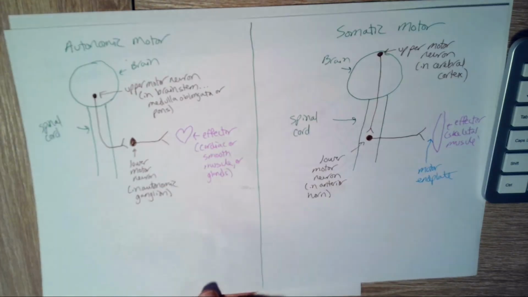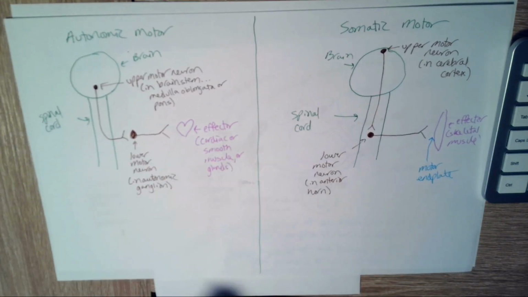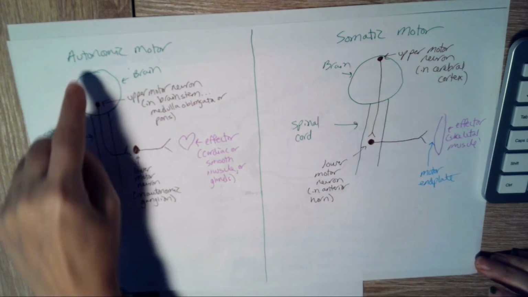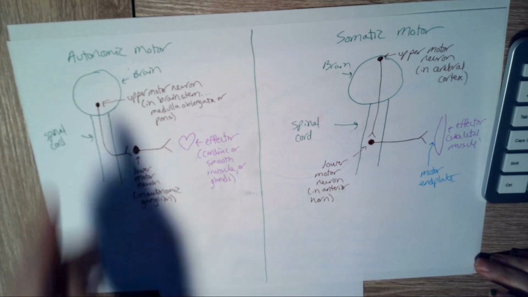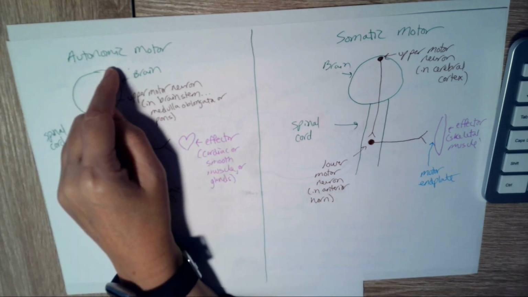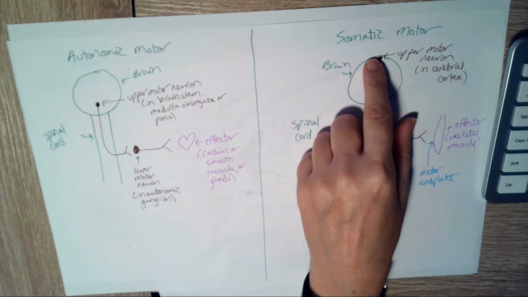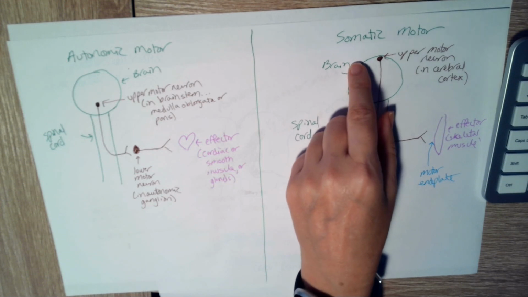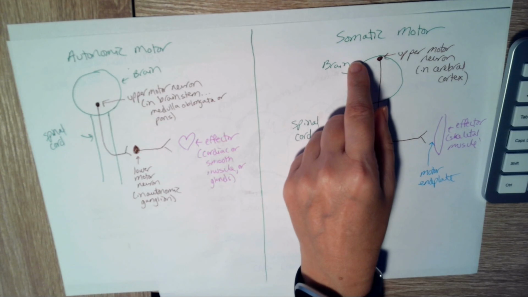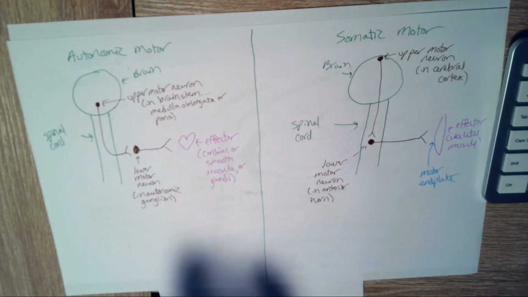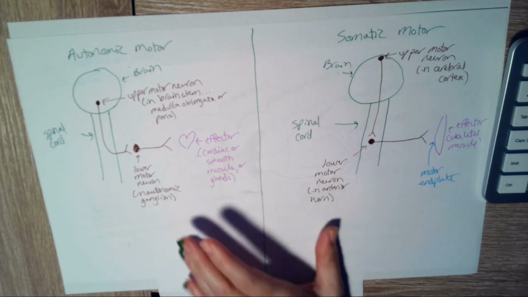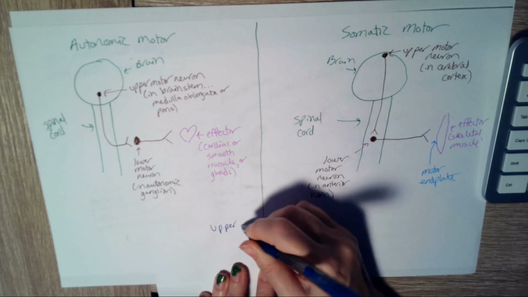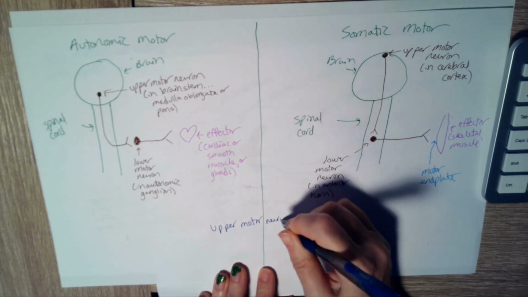So when we look at motor, we've got two main divisions of motor. We have autonomic motor and we have somatic motor. Autonomic motor is dealing with cardiac muscle, smooth muscle, or glands, things that cannot be consciously controlled, while somatic motor is dealing with skeletal muscle, things that can be consciously controlled, like your biceps brachii or your trapezius muscle, something that you say, I want to move that, and then you move that. So in both of these situations, for both of these systems, we're going to have two neurons, an upper motor neuron and a lower motor neuron.